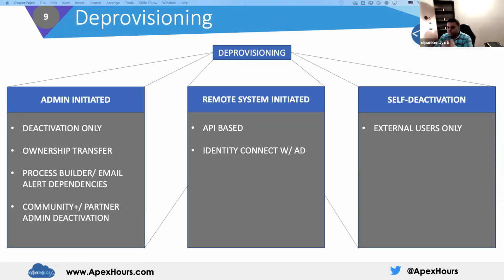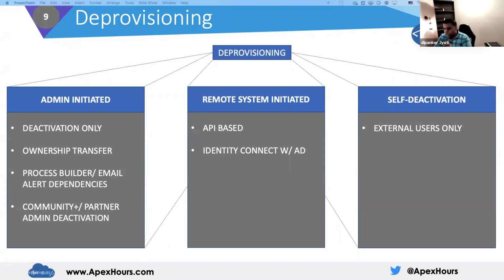Deprovisioning. Now again, over here, there are 3 different ways: admin initiated, remote system initiated, and self-deactivation. Admin initiated is when, by the way, you can't delete any user out of Salesforce, as you know. You can only deactivate them. When you're deactivating them, there are also other considerations to think about, which is ownership transfer. You will also have to ensure that any of the users are not part of any process builder automation piece, or recipients of any email alerts or workflow email alerts. You have to ensure that they are removed from that. Otherwise, they will start having challenges.